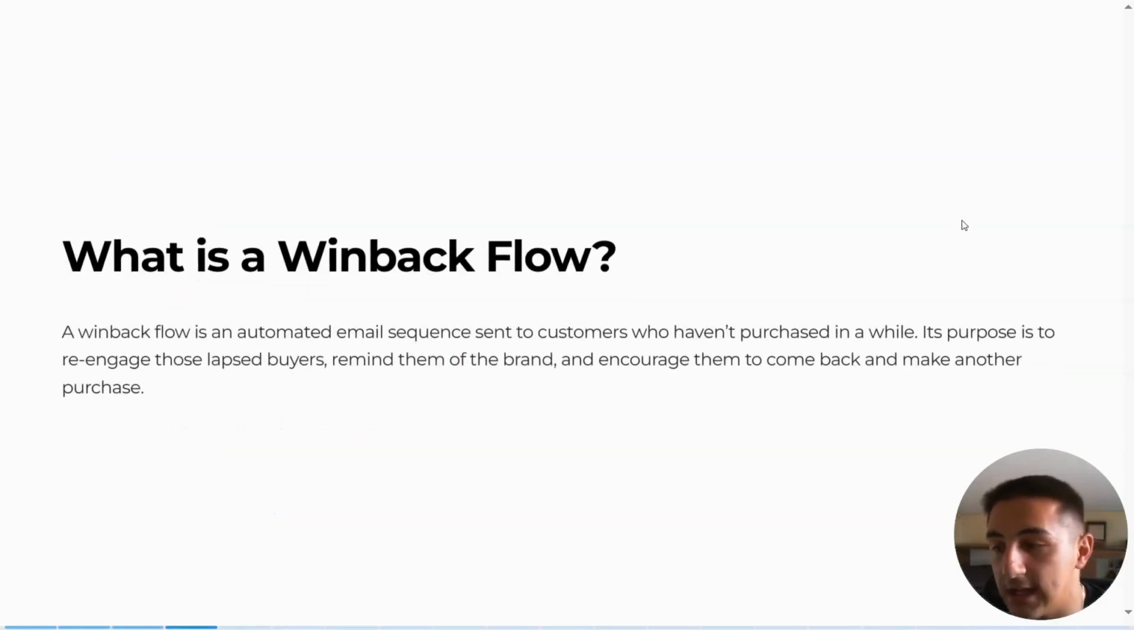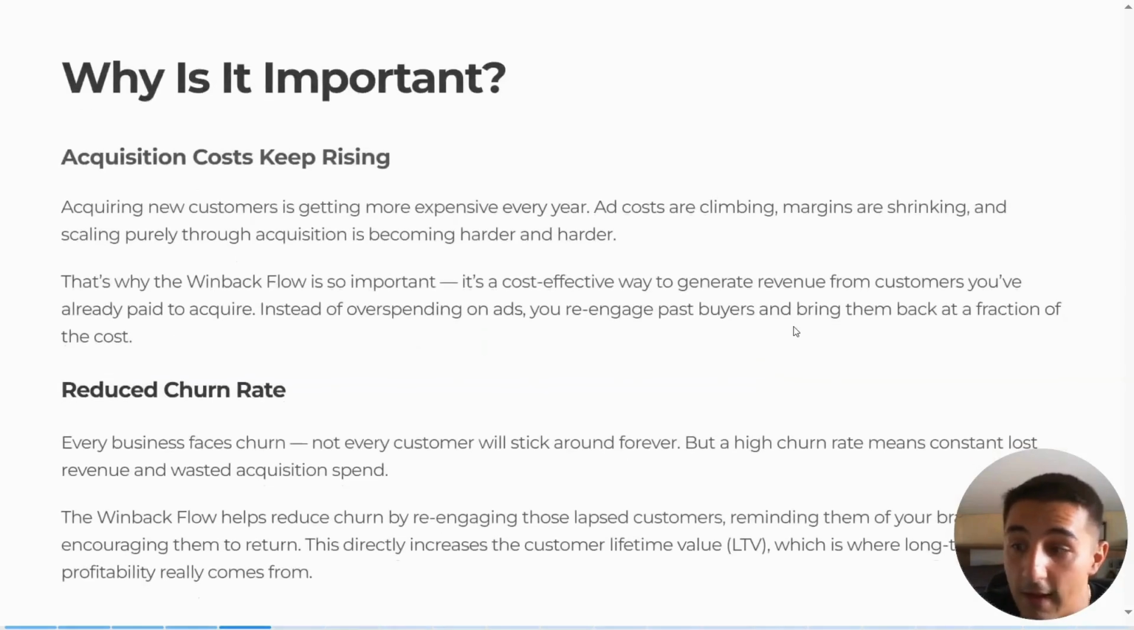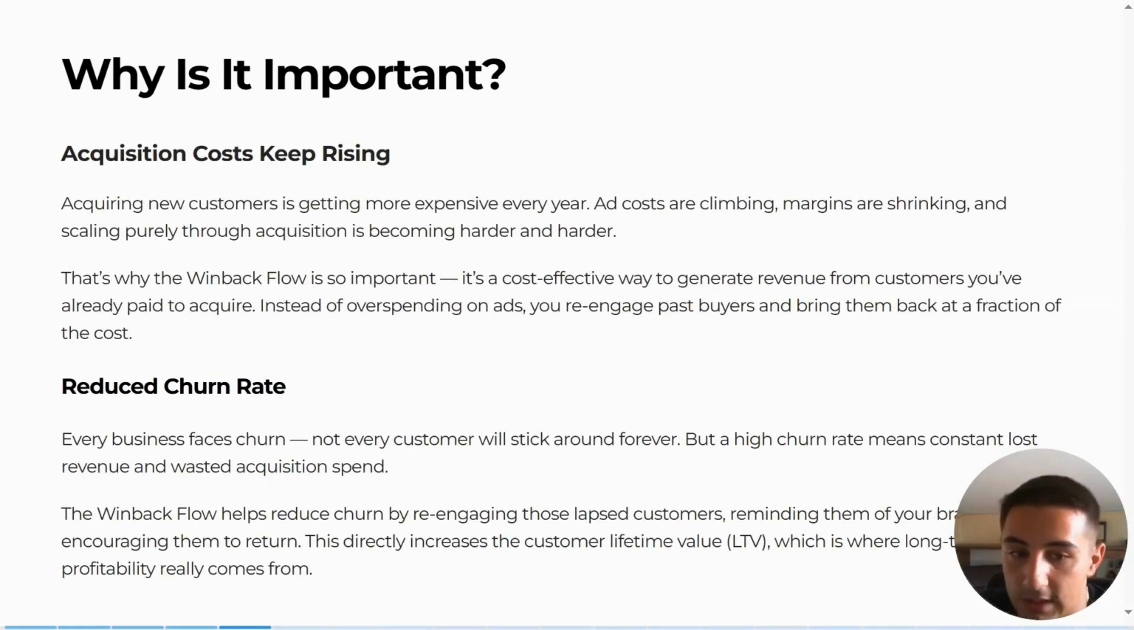And what exactly is a win-back flow? So a win-back flow is an automated email sequence sent to customers who haven't purchased in a while. Its purpose is to re-engage those lapsed buyers, remind them of the brand, and encourage them to come back and make another purchase. Now, first, why is it important? So the win-back flow is important for a couple of reasons, and now I'm going to walk you through two of the most important ones.